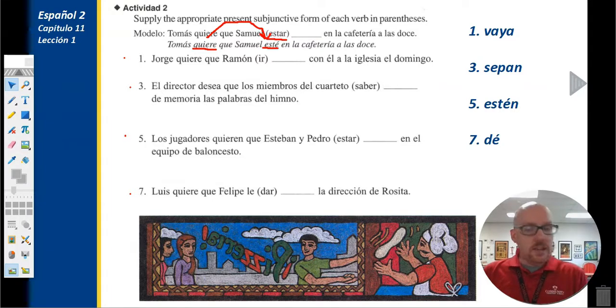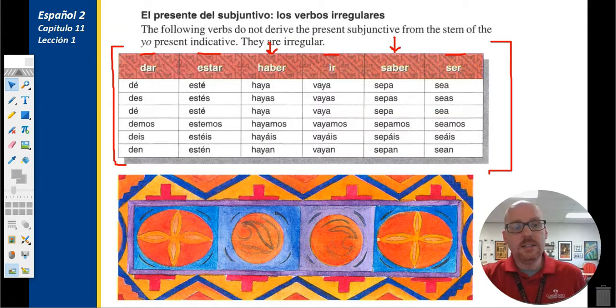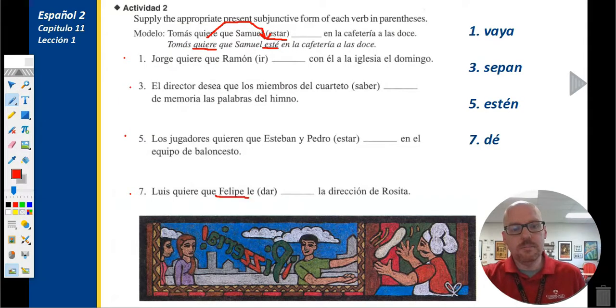The players want Esteban and Pedro to be on the basketball team. Número 7. Luis quiere que Felipe le dé la dirección de Rosita. Luis wants Philip to give him Rosita's address. Dar, remember that one was irregular because it's the yo form, doy. And on that irregular chart, we saw that dar has to be de, right here. De. Subject is Felipe, and the conjugation is de. All right? Any questions you have, let me know. Make sure you mark those in red. We want you to know why you missed what you missed.